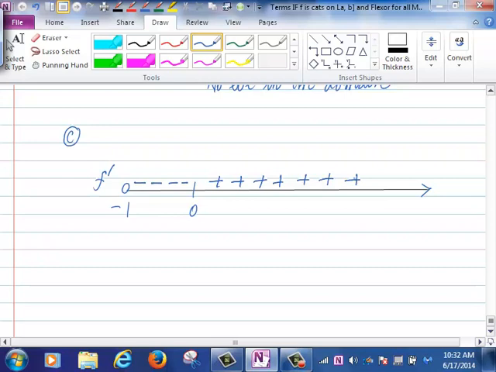So what does it tell me? It tells me that my function f decreases here, and then my function f increases here, right? Is everybody okay with that? Okay.